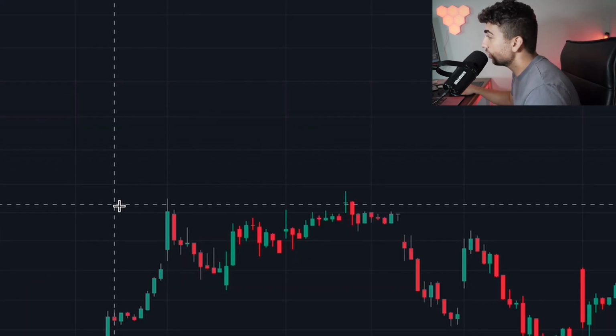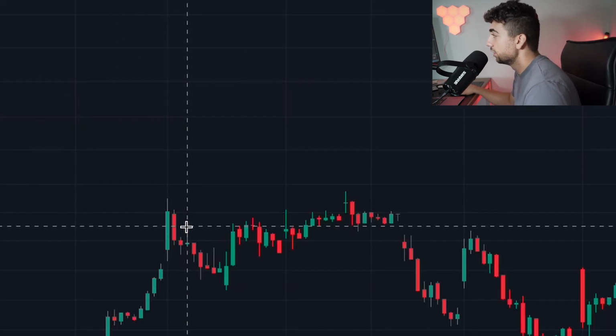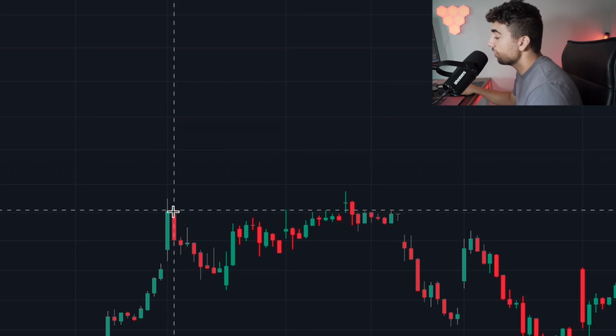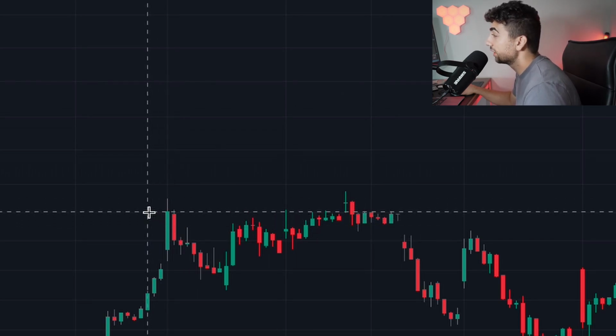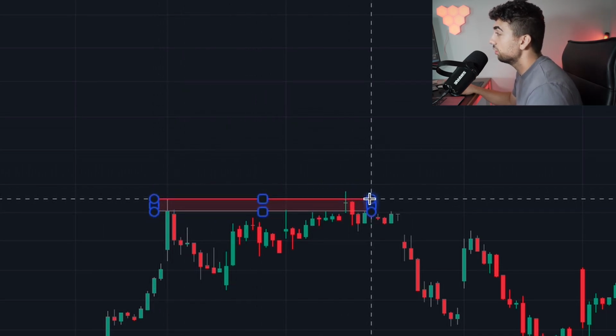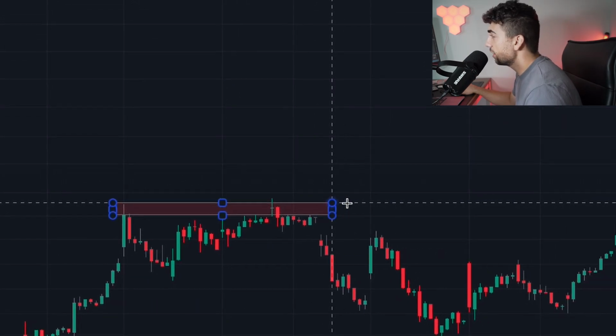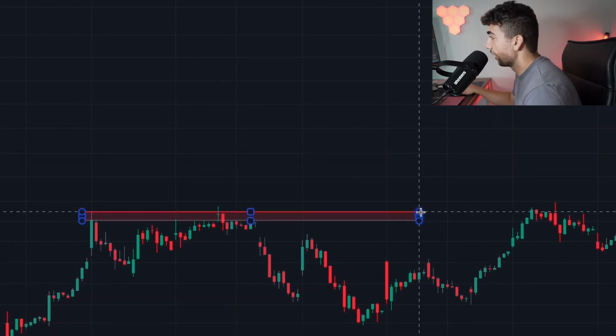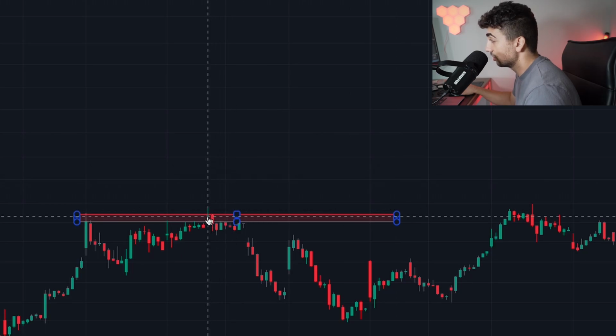So I like to use my rectangular tool to draw a supply and demand zone. As you guys can see here, the price wicked up and you have a big red candle with a very small wick. So I will take it and draw it from here and move it up to that swing high, which will be that green candle from the top of my red candle, and bring it all the way across. And imagine this just here never happened.